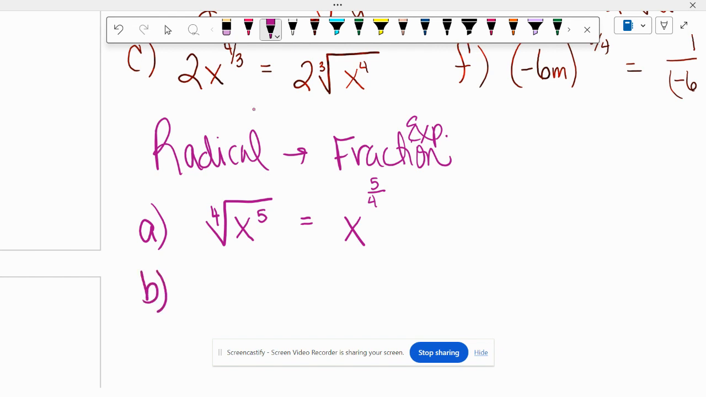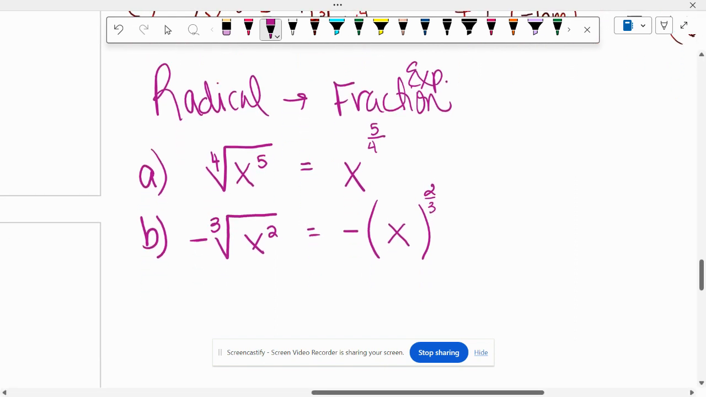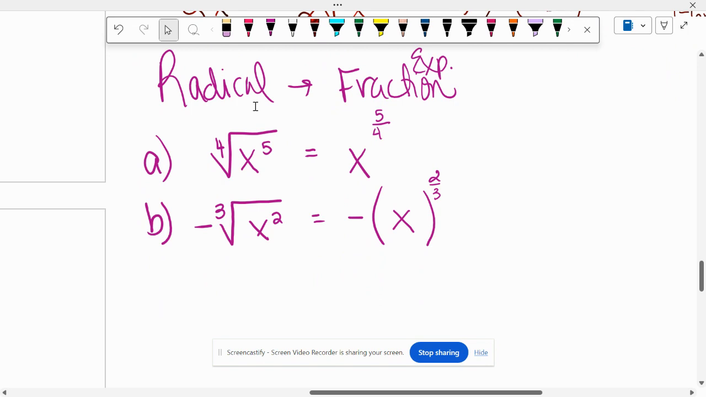Example B, negative, and then I have the cube root of x squared. So let's see. I'm going to have a negative and then a parenthesis because the negative is outside. Put your x in there. And what's the exponent? 2/3. Okay. Is this making sense? A little bit.